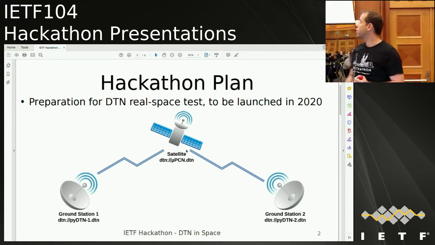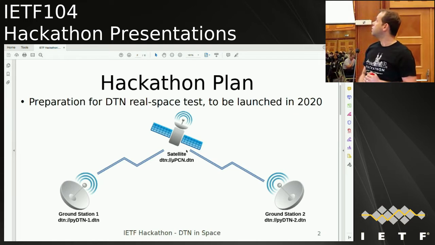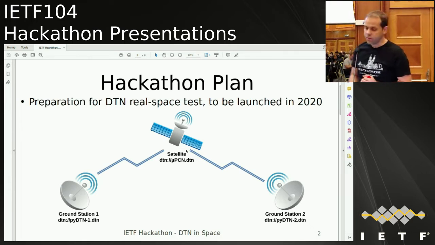For example, if you have a ground station and you would like to communicate with a satellite, there are all kinds of things which will prevent you from doing so at the time you want to do that. For example, the earth between you and the satellite. So what we are doing actually is the preparation for the DTN real space test, which is to be launched in 2020. In 2020, there's going to be a satellite, hopefully running the micro-PCN implementation of the DTN protocol.